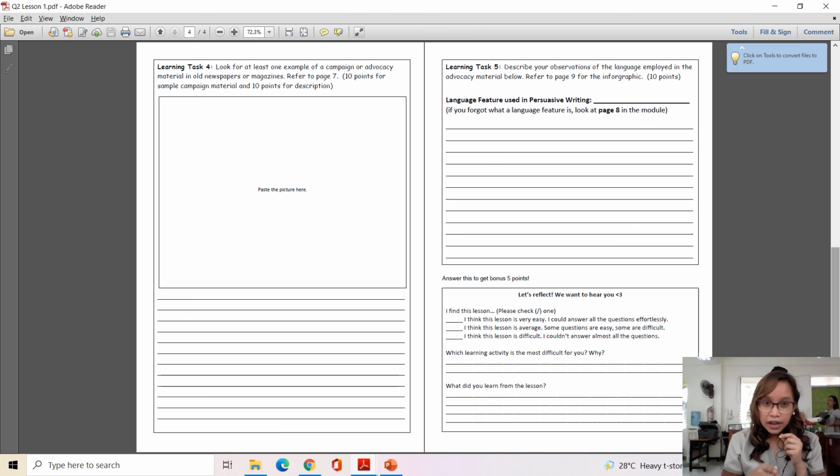So it says here, refer to page 7. So pagkakuha ninyo ng sample campaign or advocacy, ipipaste nyo siya dyan sa module and then explain it. And then for the next learning task, you're going to identify kung ano yung ginamit na persuasive writing technique dun sa kinuha ninyong campaign or advocacy sample. Okay, pwede kayong kumuha sa Google or old newspaper or magazine. Napakarami niyan sa magazine kasi maraming binebenta sa magazine. So, just identify the language feature that is used in that and then explain.